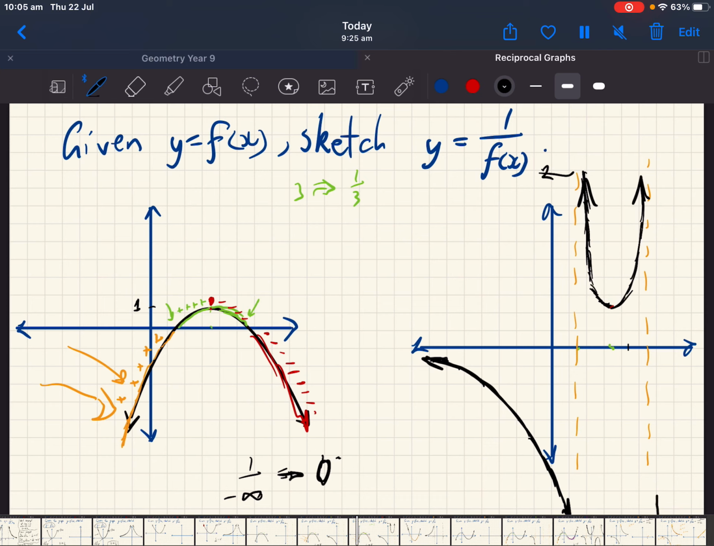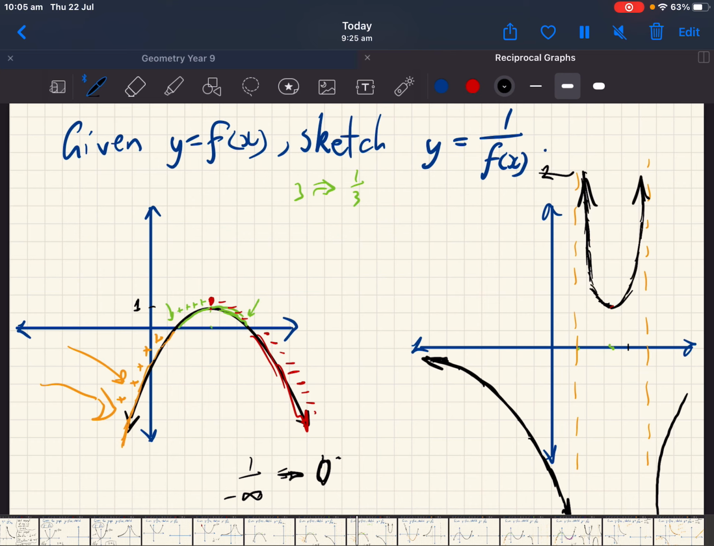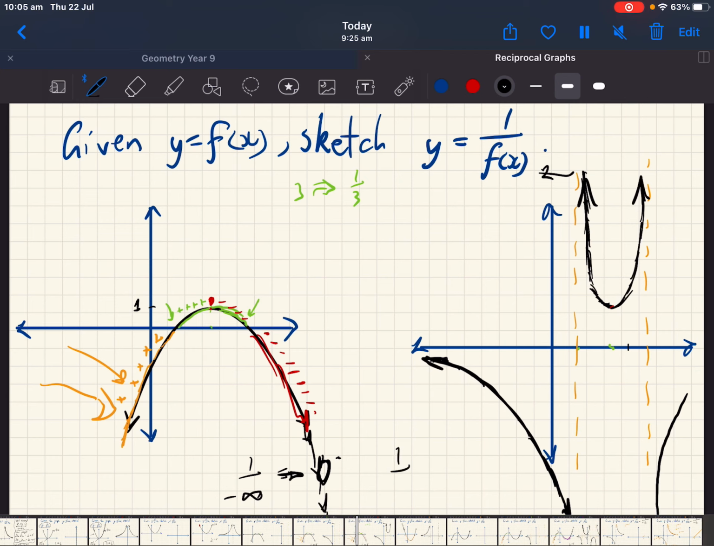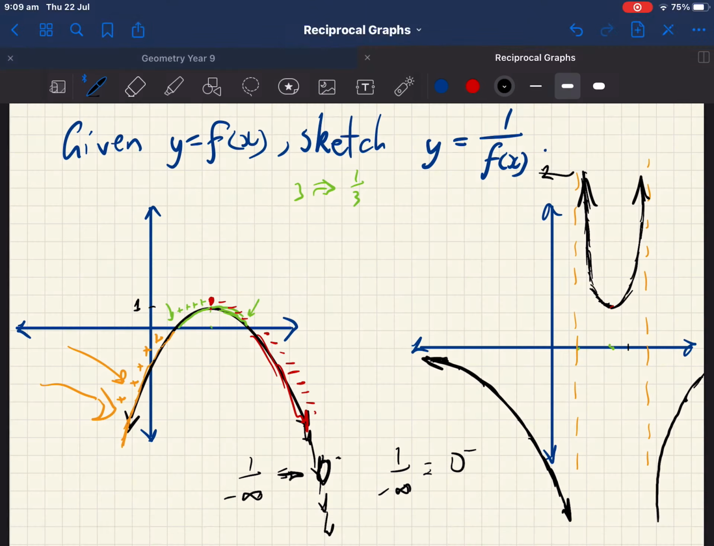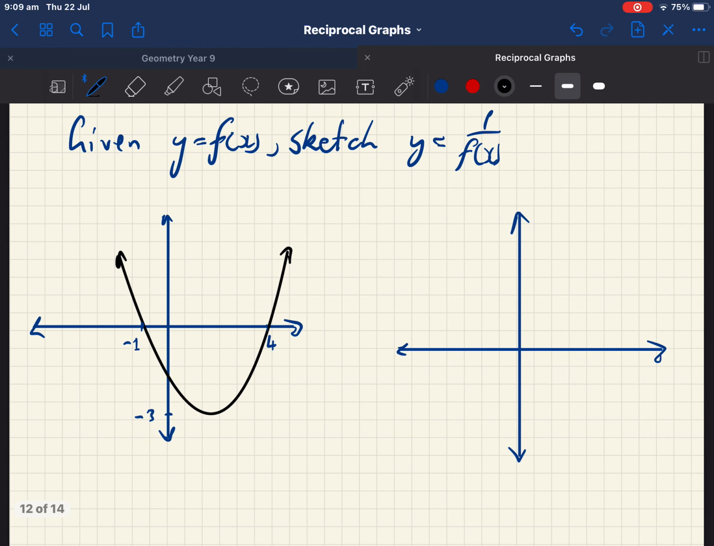You've got your vertical asymptote here. You probably already know, but if you really wanted to, you could find that horizontal asymptote: 1 over negative infinity ends up giving you a 0 from the negative end. So it's approaching 0 from the negative end, and so you end up with that there. Did I put an arrow on the bottom? Well, I didn't. Okay, next one.